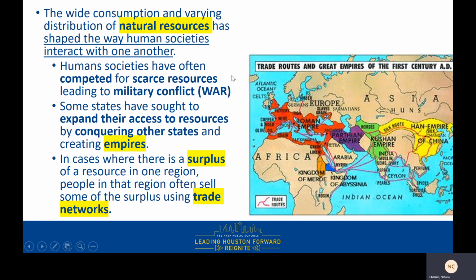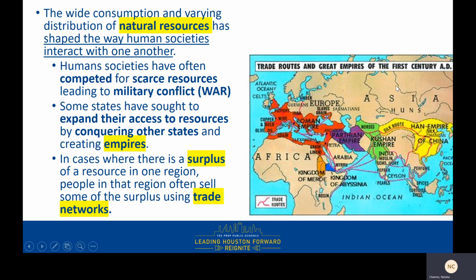In other words, if I'm from a strong society and you're from a weak society, but you have what I need, I might go fight you and take your stuff. Second, some states seek to expand their access to resources by conquering other states and creating empires. An empire is a large state constructed when a strong state conquers a weaker state and claims it. So not only have we gone to war and I've taken your stuff, but I'm also taking all of your land and you belong to me now.